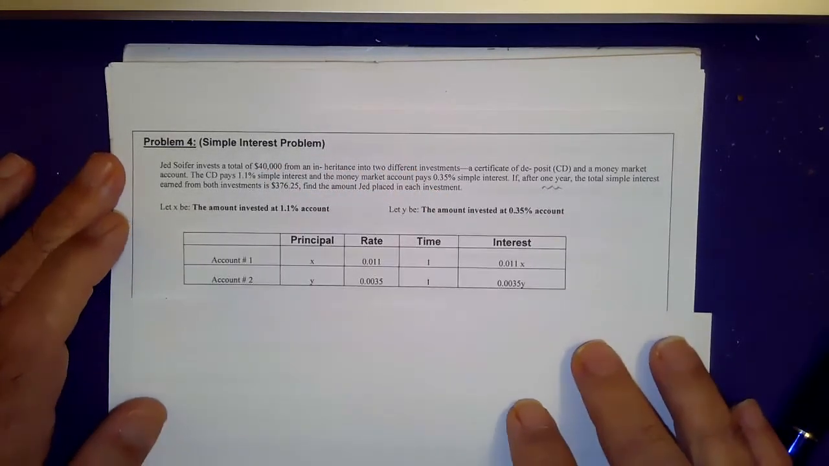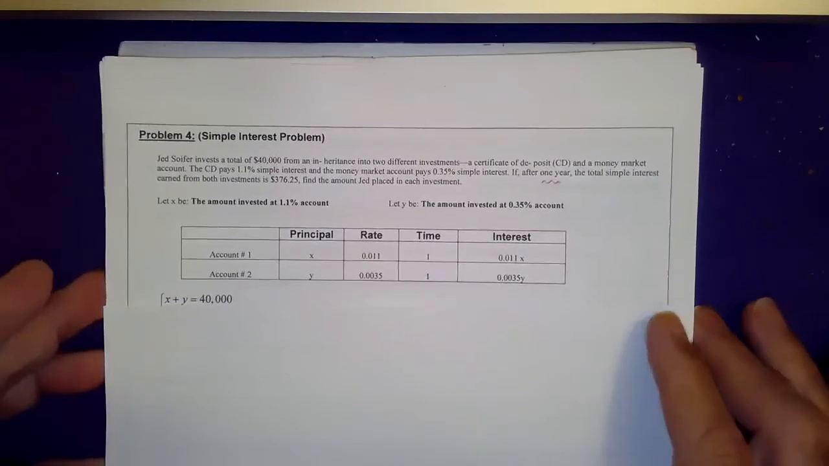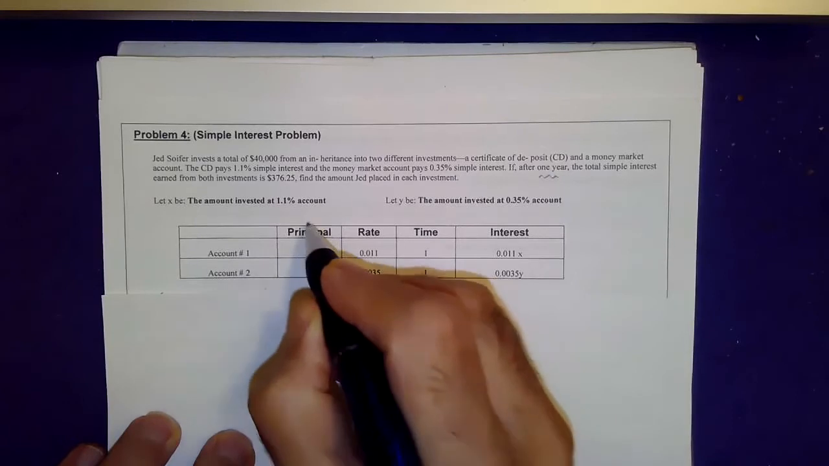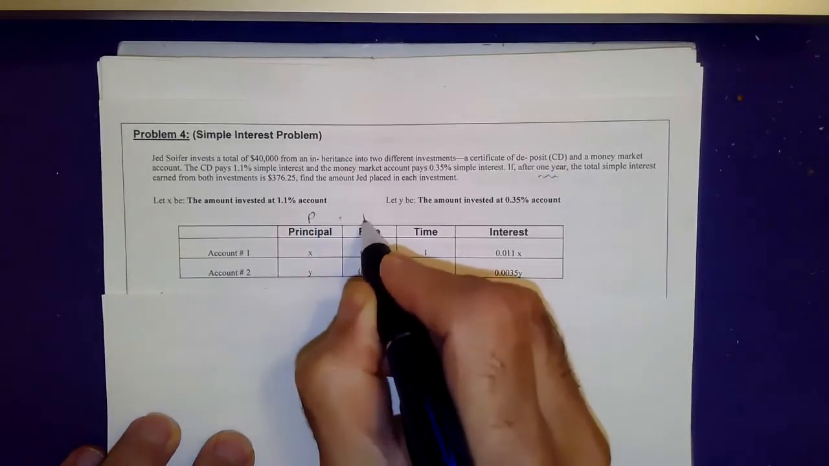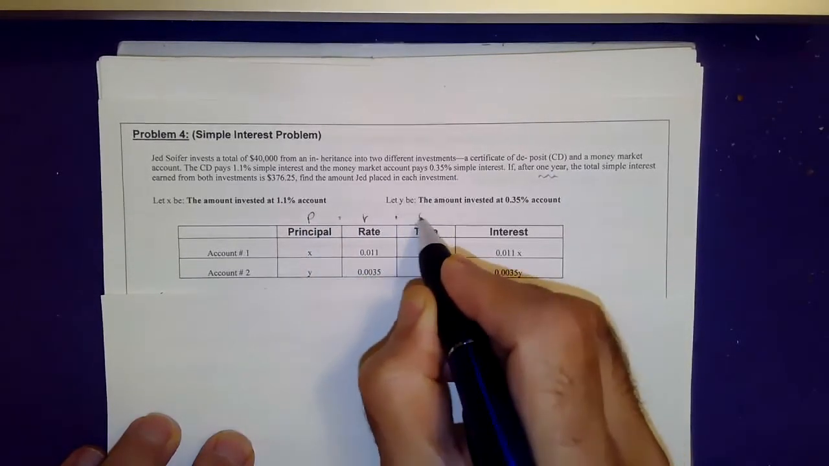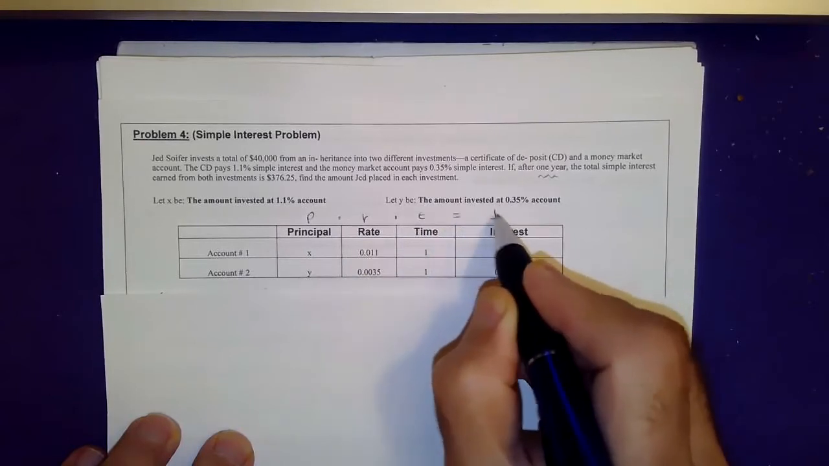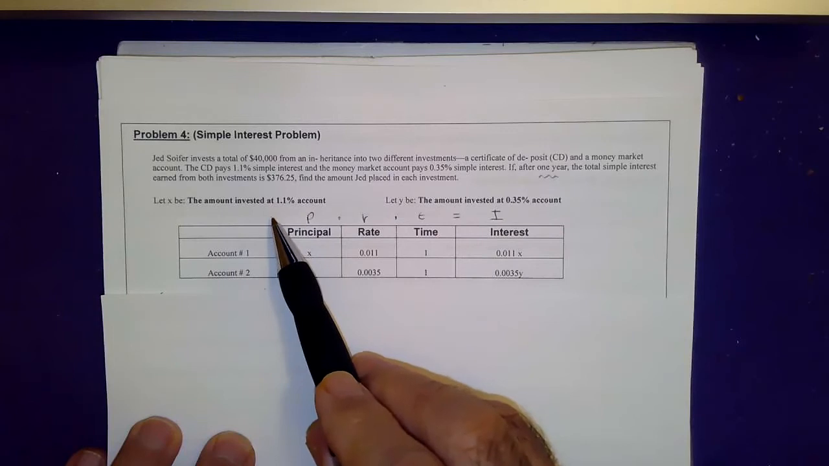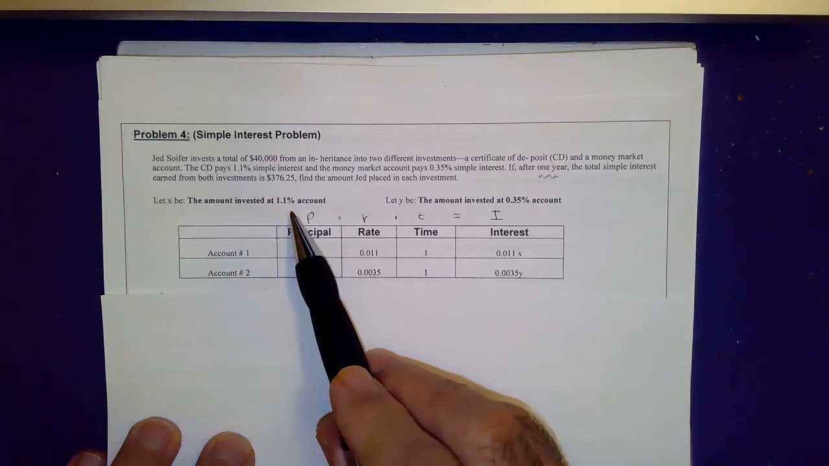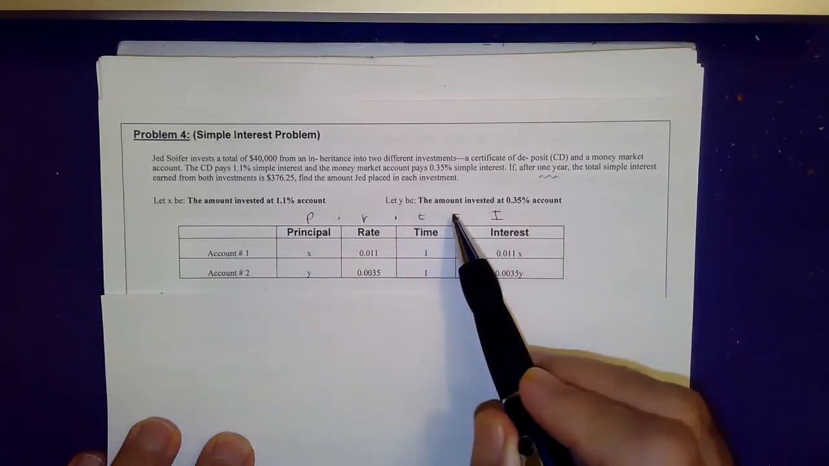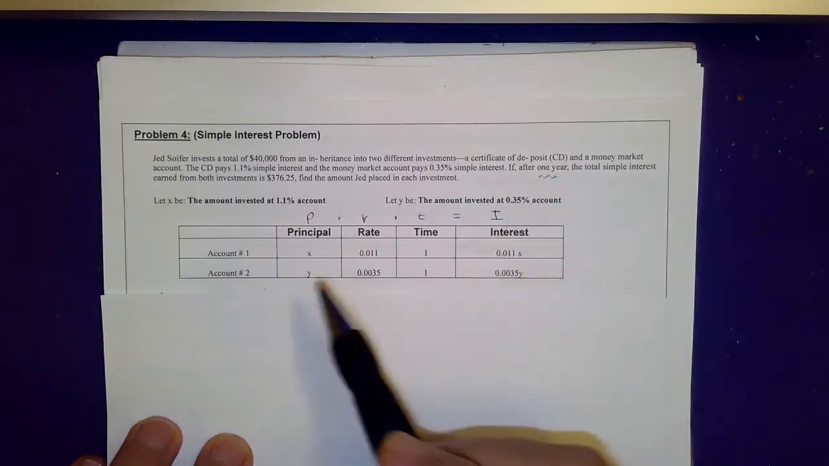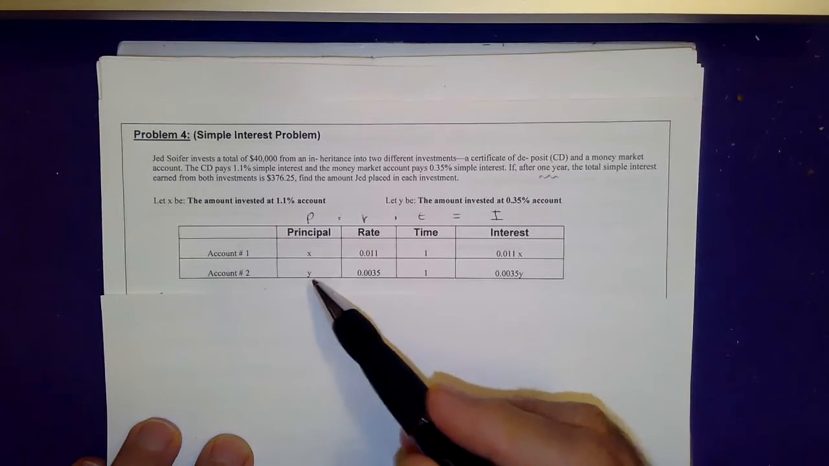So here is the usual table for interest rate problems. Remember, you write the formula backwards. So this would be principal times rate times time equals interest. Okay, so what I did, I said let x be the amount invested at 1.1%. Let y be the amount invested at 0.35%. So this is x, that's y.